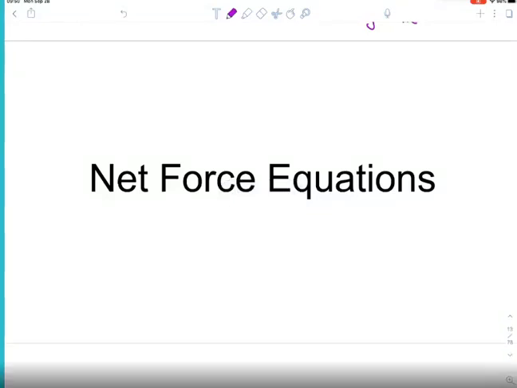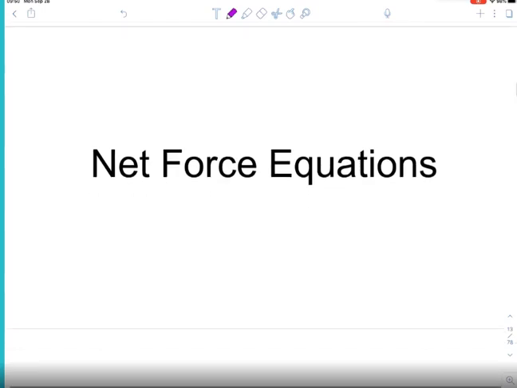Alrighty, so now we're going to talk about net force equations. All a net force equation is, is taking what forces you have in your force diagram and putting them together in terms of what the forces are in the x direction and what they are in the y direction. The way that we're going to think about this is to add them all up in one direction.